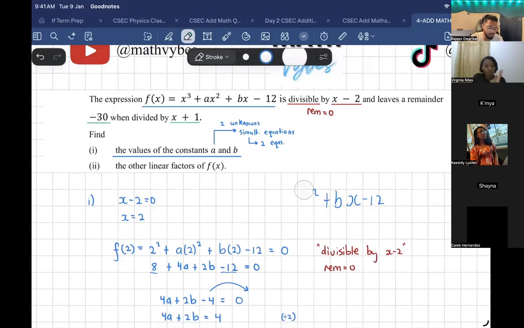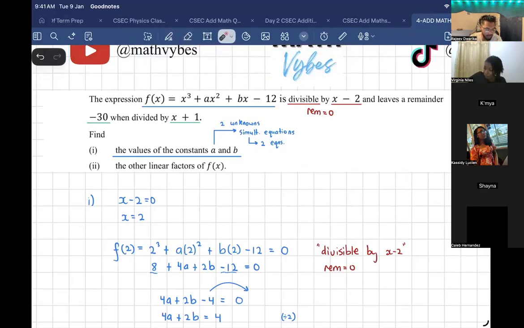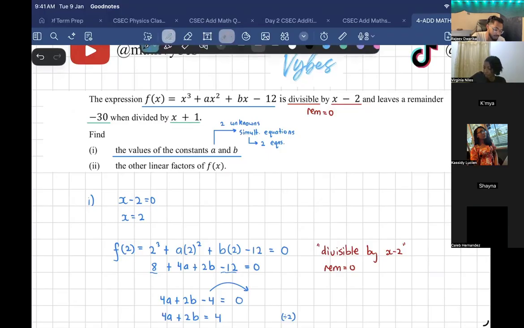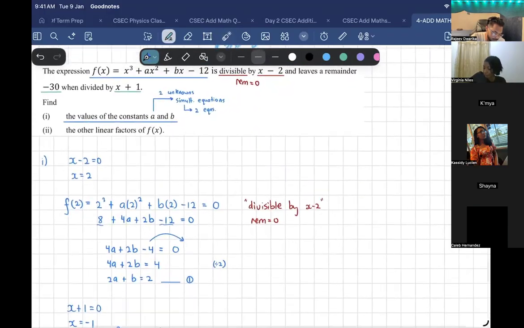And then I'll divide by what? Will I divide by x plus 1? No. Why wouldn't I divide by x plus 1? Because it's not a factor, right? Will we divide by x minus 2? I like this question. It's a nice question.